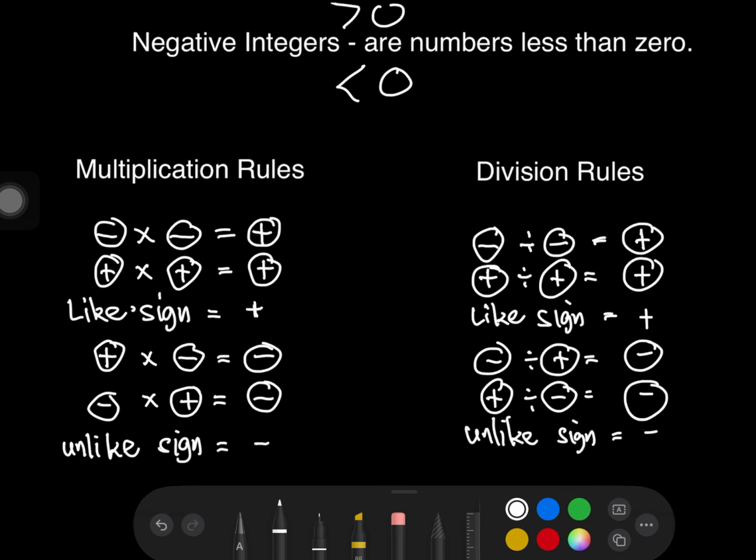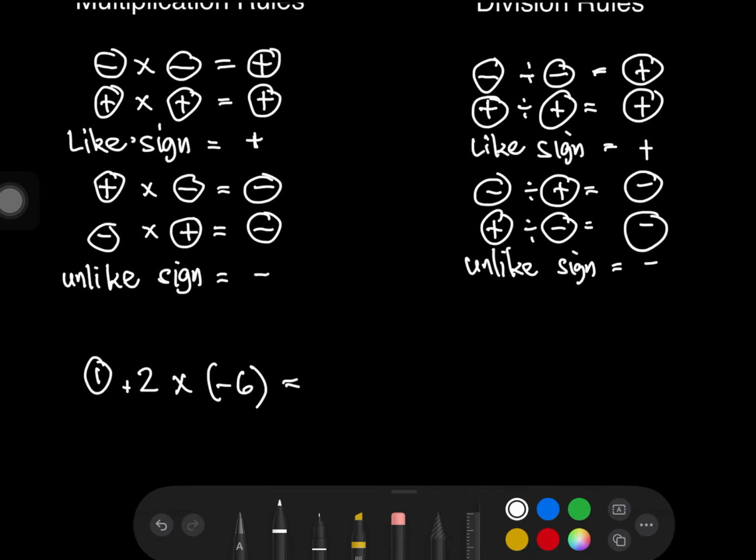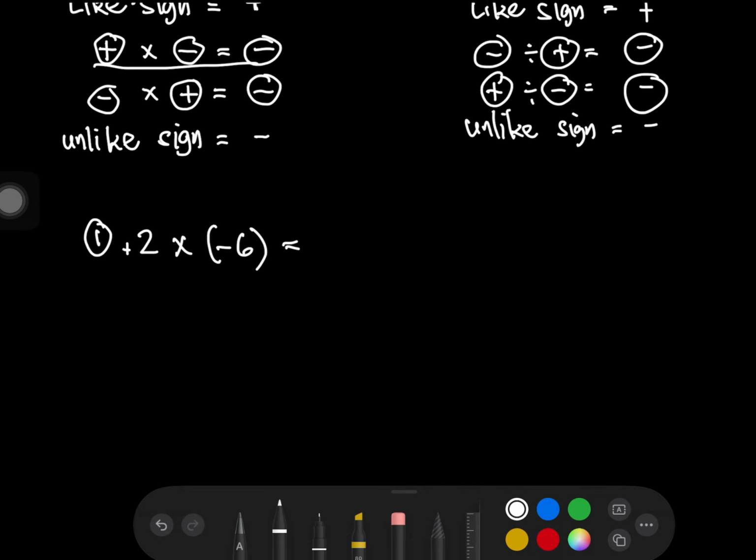Okay, so without further ado, let's have more examples. For example number one, if you have 2 times negative 6. Remember, if there's no sign written, it is understood to be positive. So 2 here is positive. Positive 2 times negative 6. Remember the rules: positive times negative. So you have negative 12.